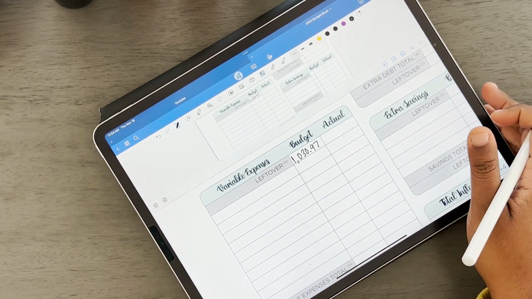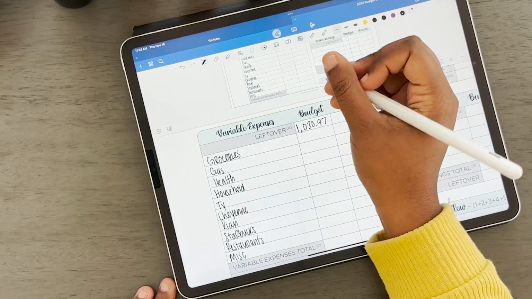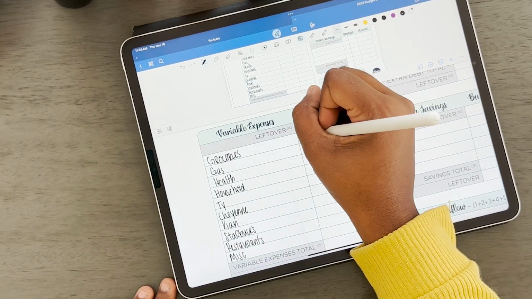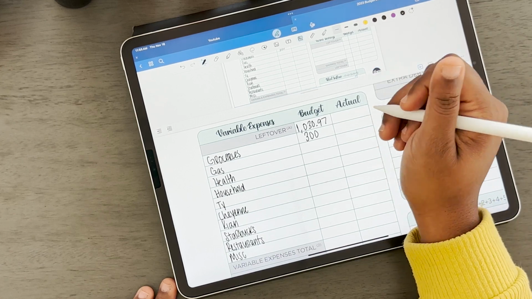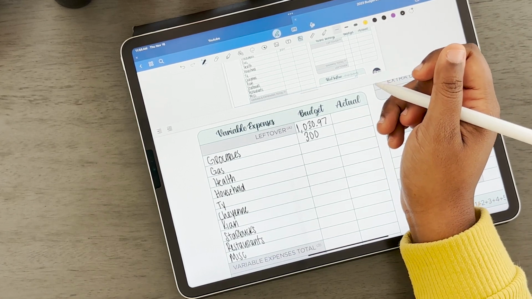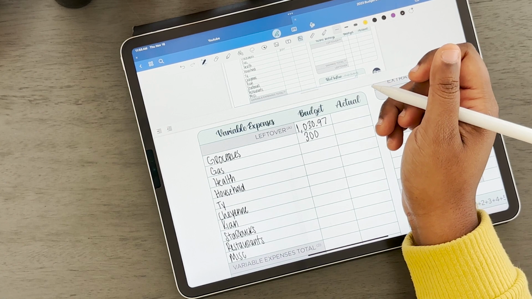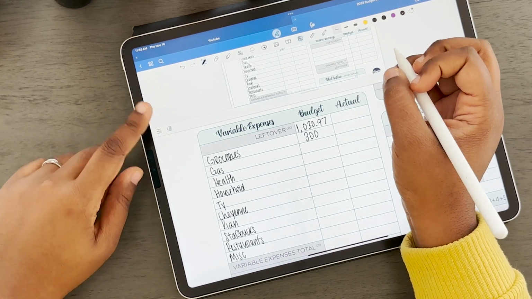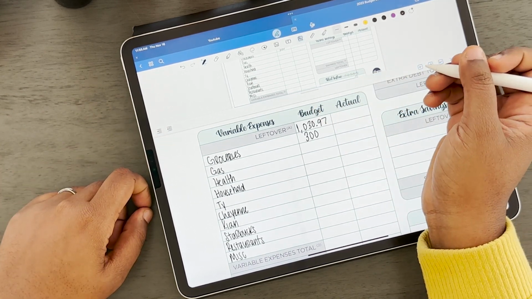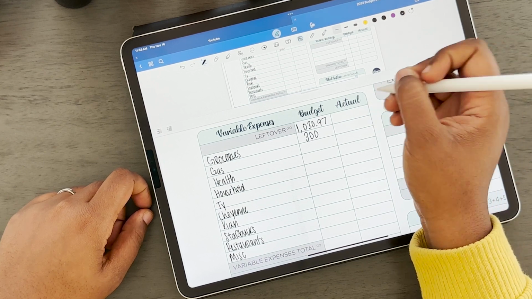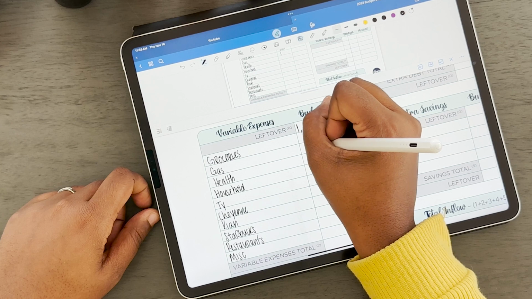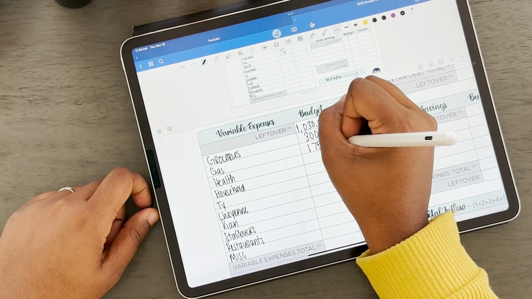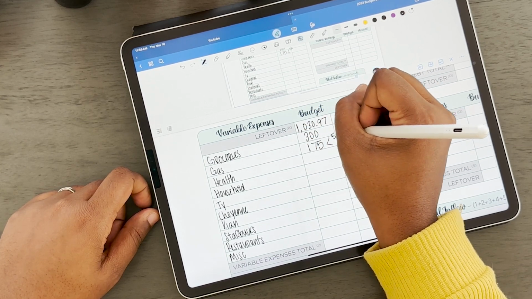Then I'm just gonna write in our variable expenses really quick. Okay, so for groceries this week, we're gonna do a little higher because of Thanksgiving, obviously. We did not save for Thanksgiving this year. Haven't decided if I regret that decision yet, but I'm just gonna do 300 and hope that that will be enough. Gas, I'm gonna do 175, which the breakdown of that is going to be 50 for me.